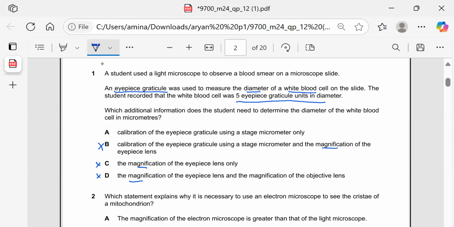I want to explain a little bit more about the stage micrometer and eyepiece graticule and how we do it. Just give me a moment. Let me open the whiteboard so I can discuss it with you how we do that.